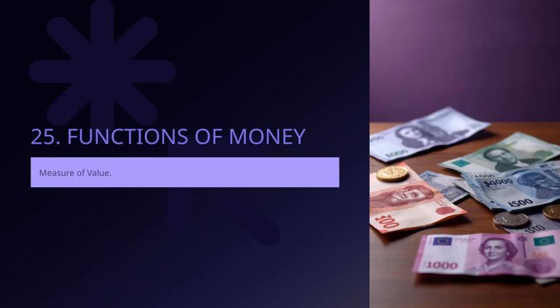Let's now take a closer look at the functions of money, which is a key aspect of its role as a measure of value. When we talk about the functions of money, we're really exploring how money facilitates economic activity and makes trade more efficient. One of the most fundamental functions is that money serves as a medium of exchange. This means it's what we use to buy and sell goods and services, simplifying transactions compared to barter systems.